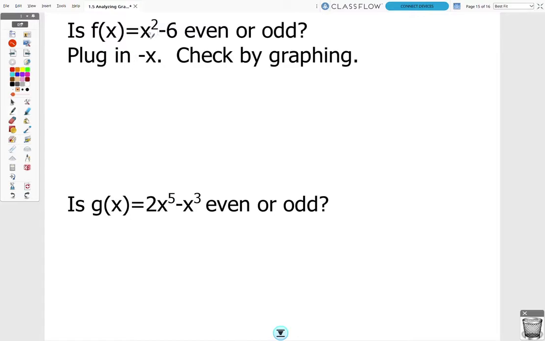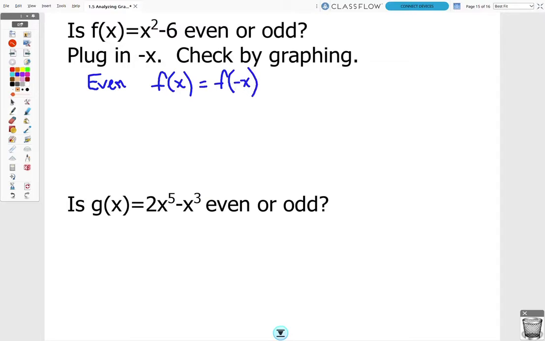So this one does not have an odd exponent. I should only test for even. And I do so because remember, it's even if f of x is equal to f of negative x. That's what makes it even.